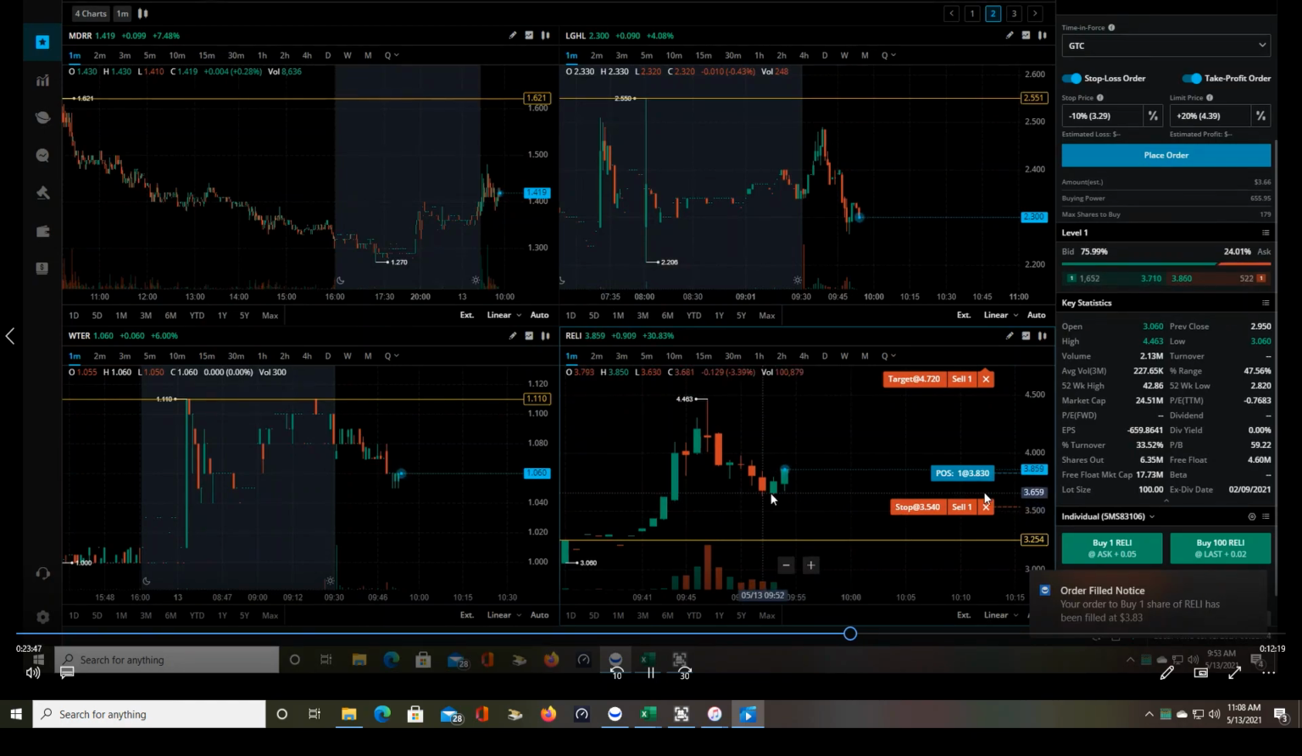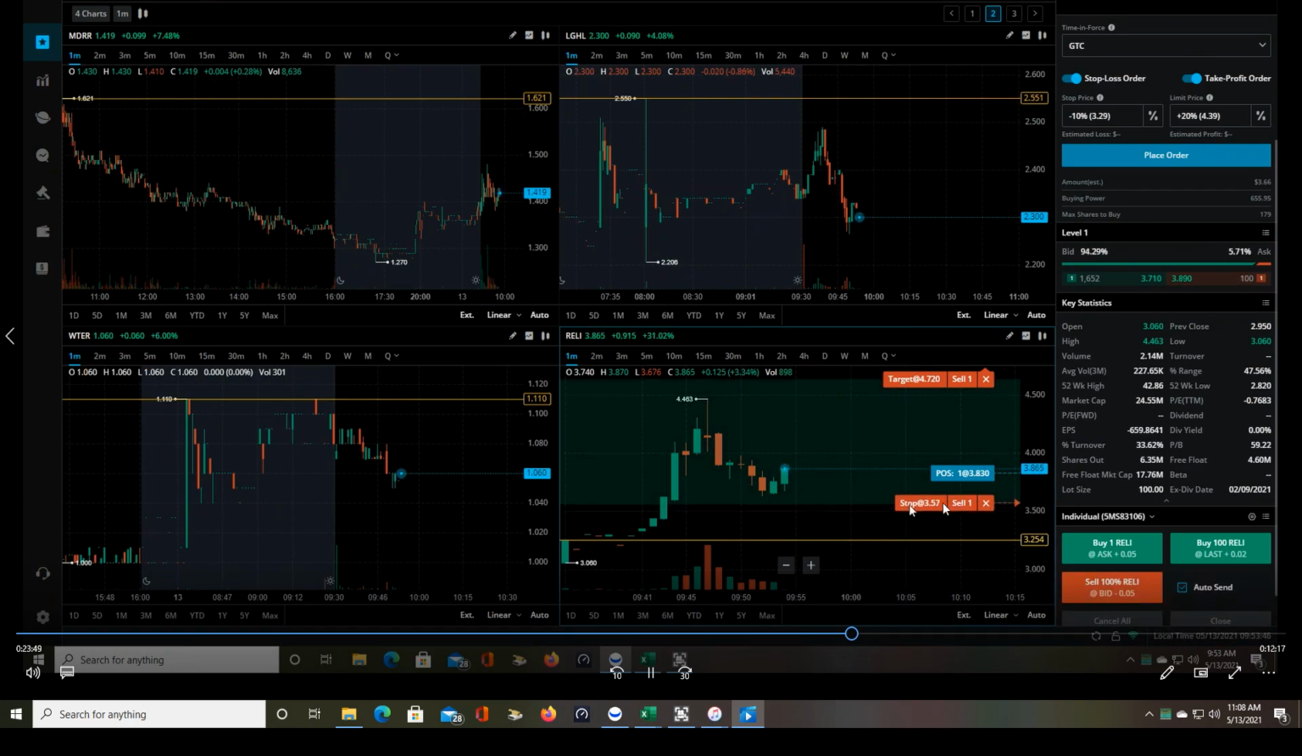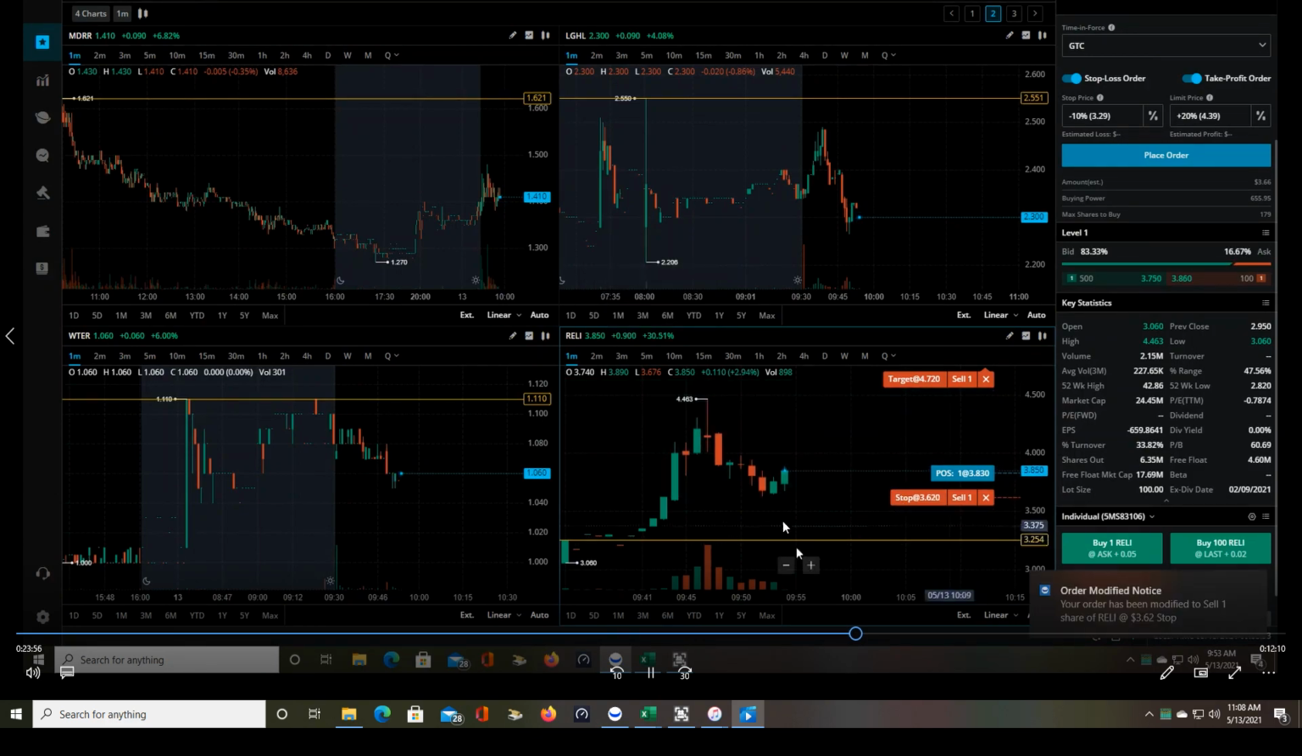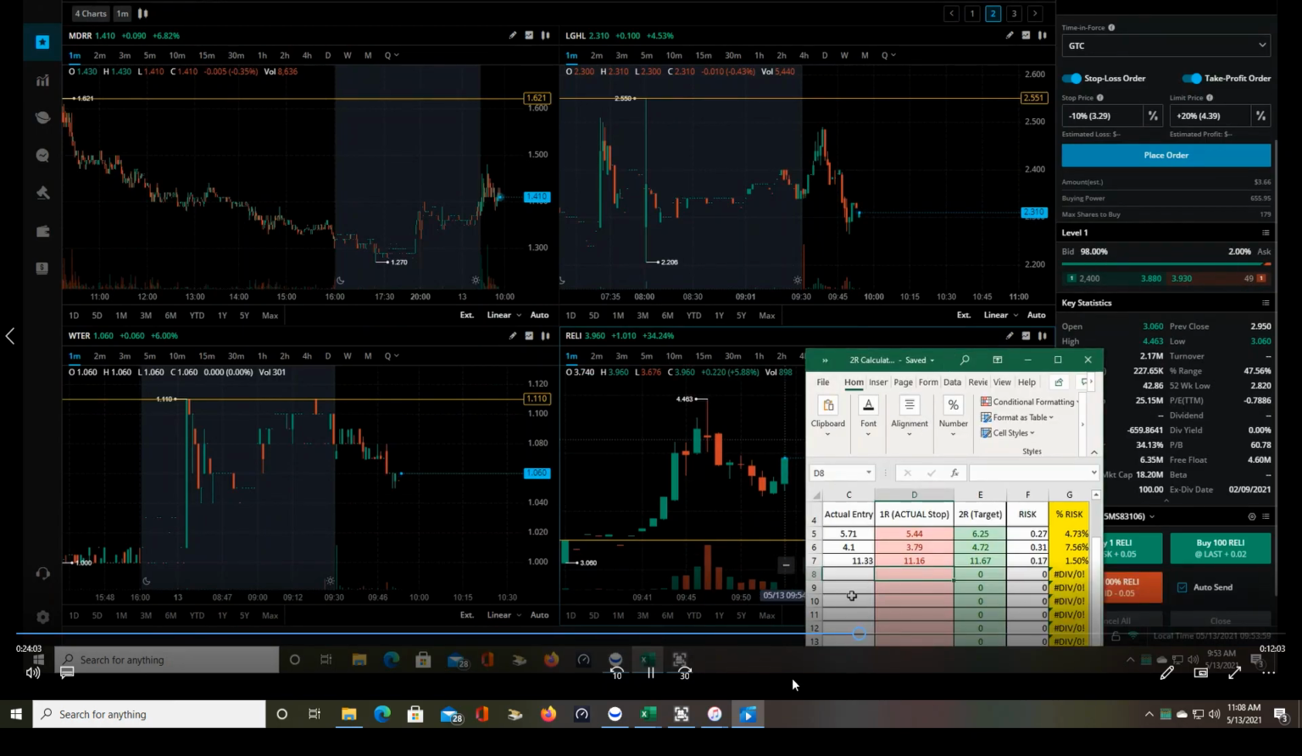Didn't get filled near the top. 381 was my ideal entry, so very close. And again, there's a little bit of a consolidation as far as the bottom of these candles are concerned. So I just put my stop just below the low of that consolidation. And then my profit target is adjusted appropriately so that I'm winning two times my risk.